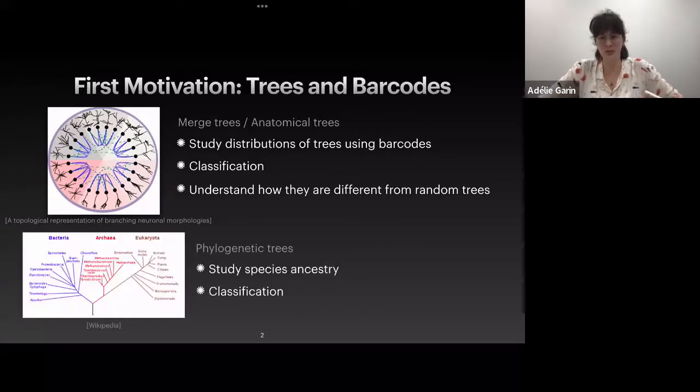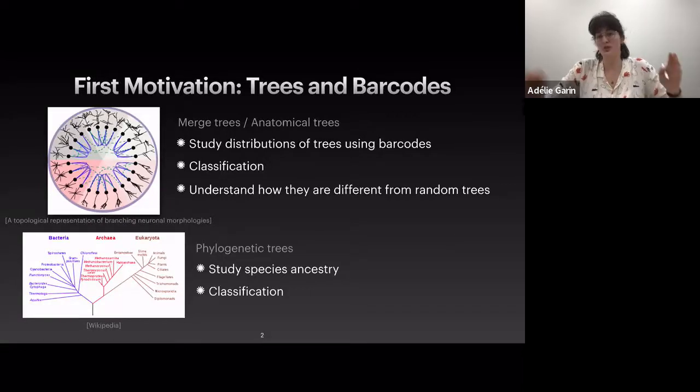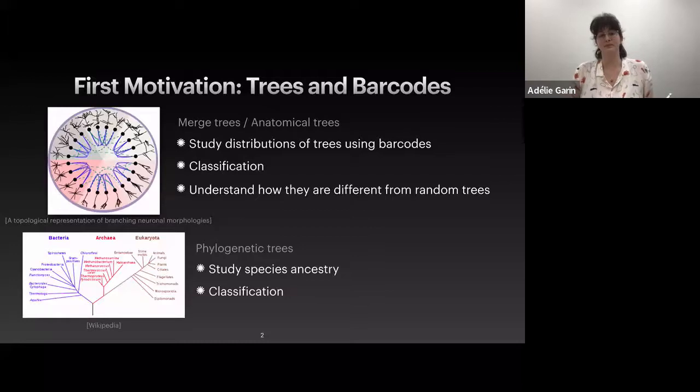The other type of tree that I will briefly mention in this talk is phylogenetic trees. They're used to study species ancestry and also for classification purposes. They're a bit different from merge trees, so I just wanted to mention that in my talk so that people who use one or the other may be able to recognize the differences next time.